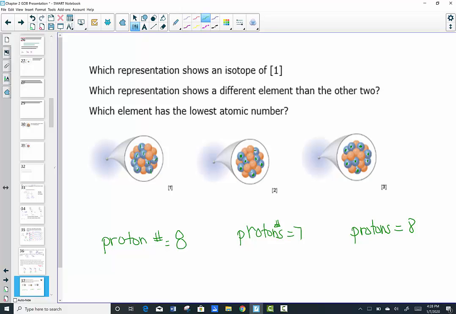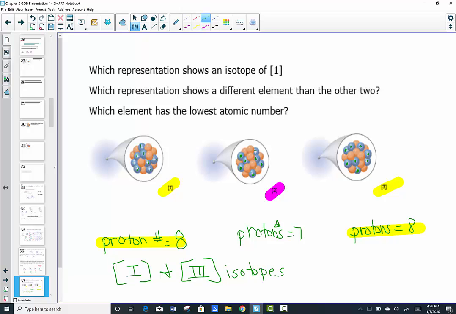So that means the following. Notice that atoms of the same element have the same atomic number. Atomic number is the protons. That means structure 1 and structure 3 are the same, and structure 2 is different with 7 protons. Structure 1 and structure 3 are isotopes. I know they're the exact same element because they have the exact same number of protons. I didn't even bother counting the number of neutrons, but I can.